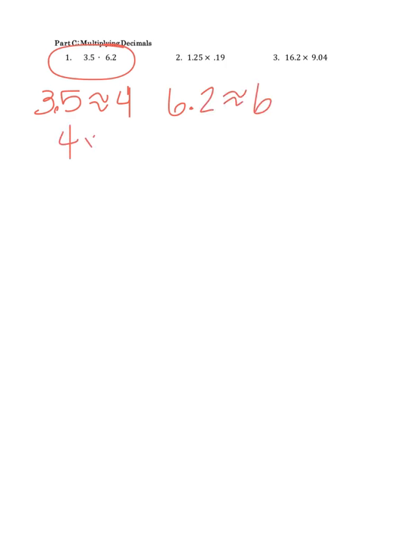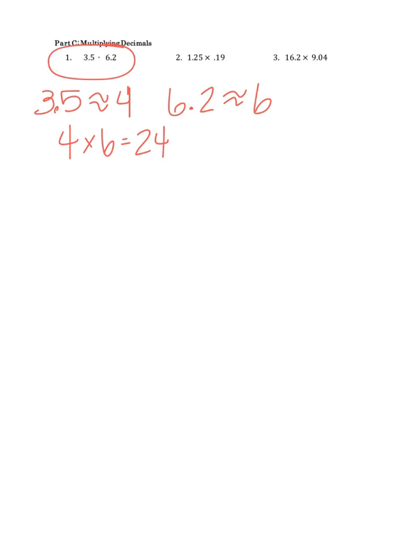So we can start with number 1, 3 and 5 tenths times 6 and 2 tenths. 3 and 5 tenths is about equal to the whole number 4, whereas 6 and 2 tenths is about equal to the whole number 6. 4 times 6 is 24, so we know that our product of 3 and 5 tenths and 6 and 2 tenths is about equal to 24.